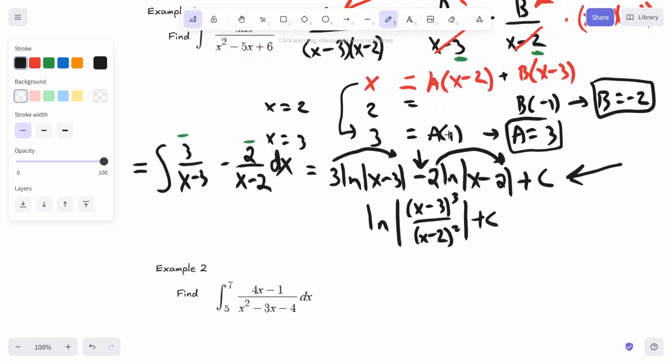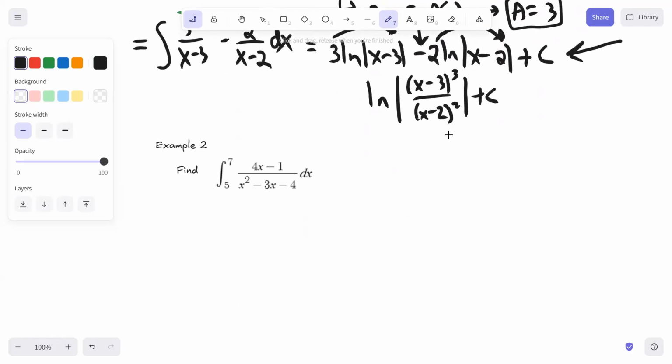Okay, so the next example we want to look at is a definite integral. So we'll do the same thing in this case. First, start by factoring the denominator. So this is going to be 4x minus 1 over x minus 4 times x plus 1. We'll set up our partial fraction decomposition: A over x minus 4 plus B over x plus 1.